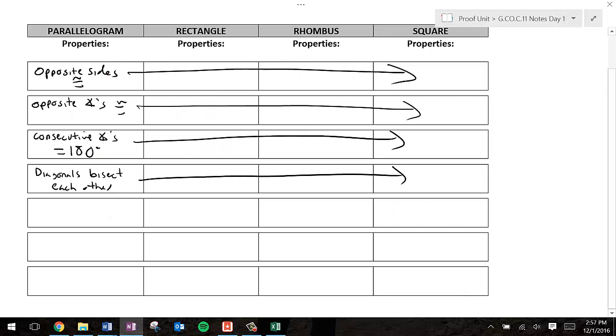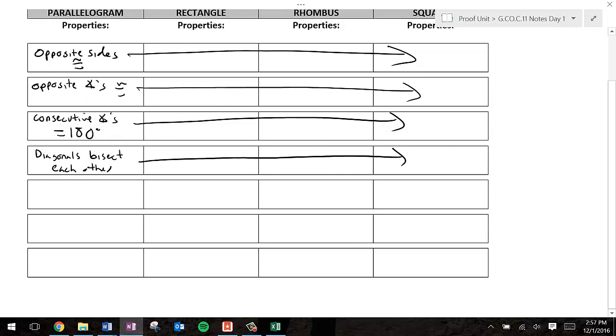Now, let's fill in the rest of this table just to make sure we cover all of our bases here. We're going to have to add a couple. You've got space on your paper, but I'm going to have to add a couple to this image here. So when we look at rectangles, we know that rectangles have 4 right angles, right? 4 congruent angles. That is also true of our square. So our square will have 4 right angles as well.